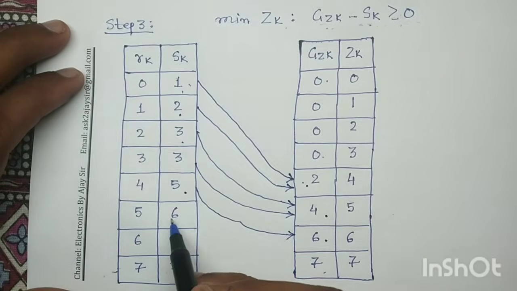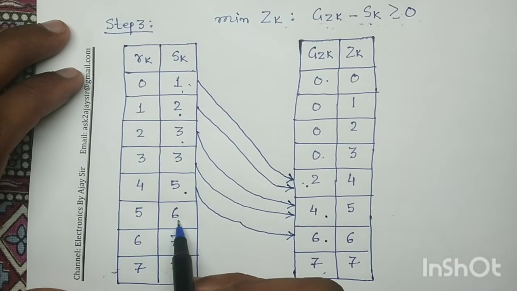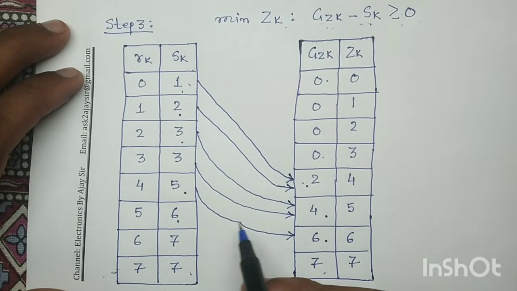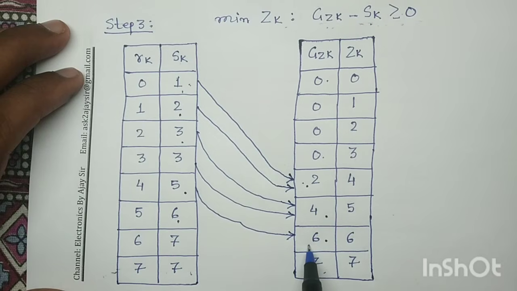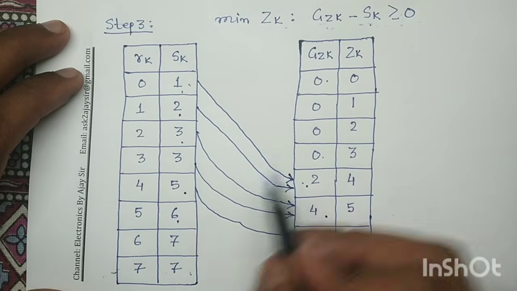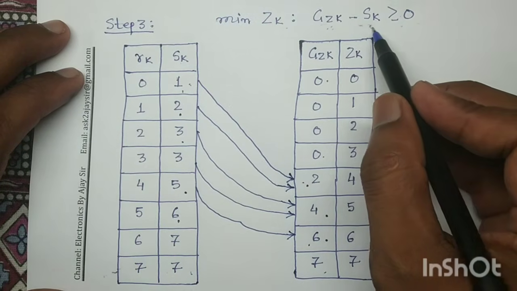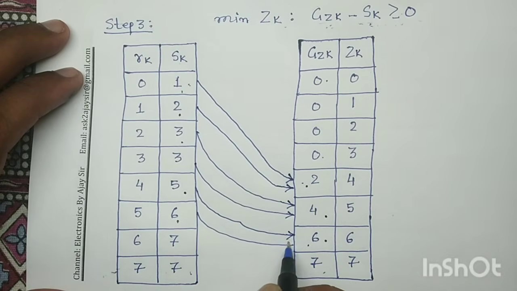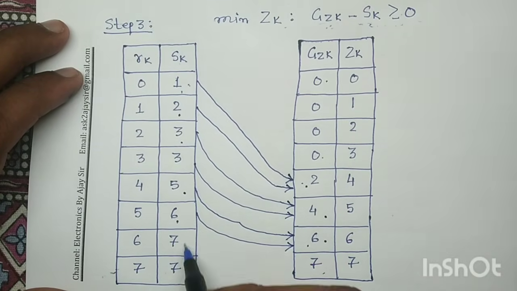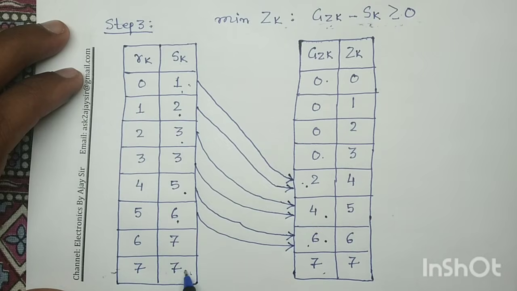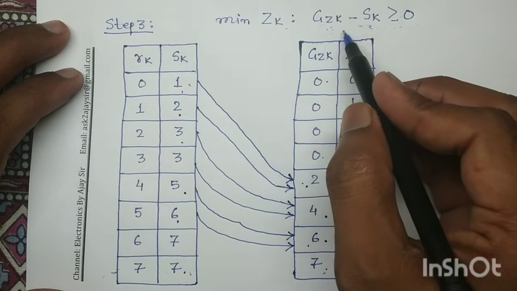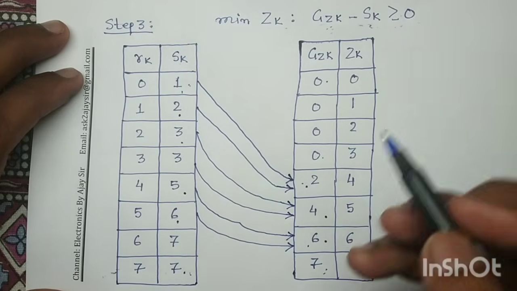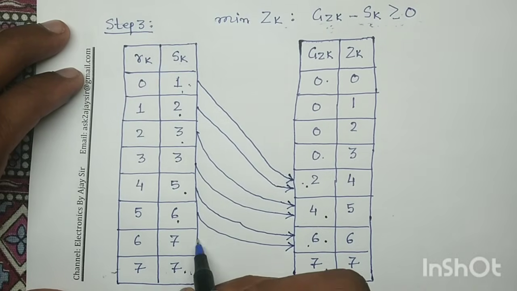Similarly, when SK is equal to 6, it is mapped with the corresponding value of GZK equal to 6, because 6 minus 6 satisfies the condition, it is equal to 0. And lastly, when SK is equal to 7, it is mapped with the corresponding GZK equal to 7, such that 7 minus 7 satisfies the condition that the result is equal to 0.